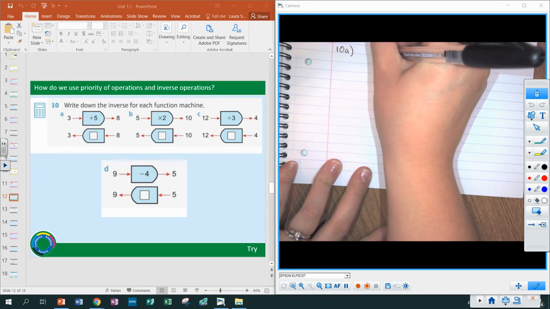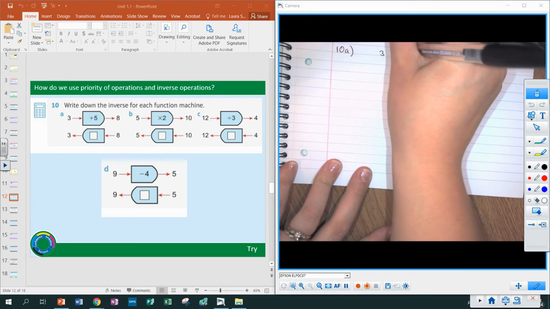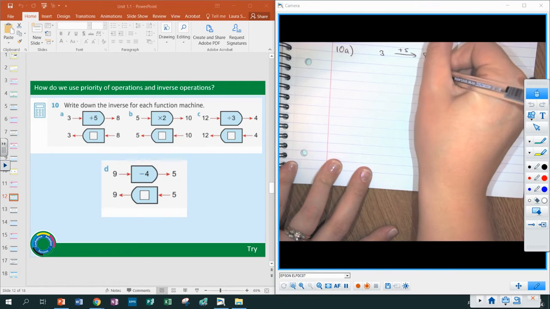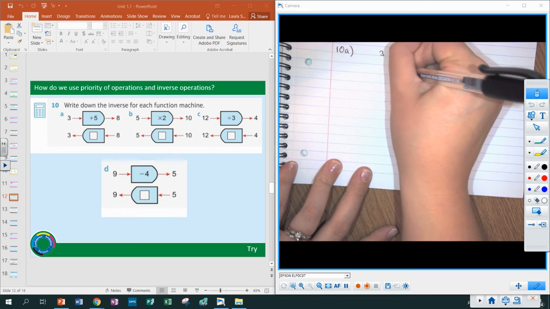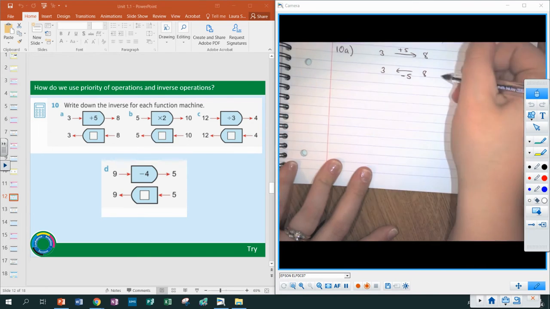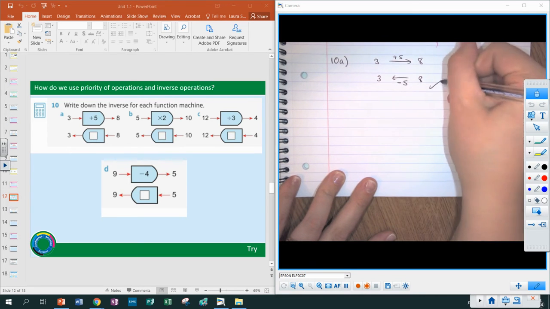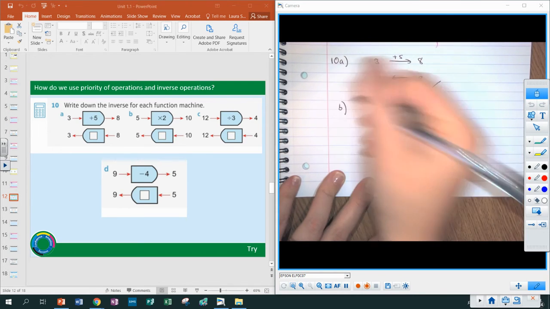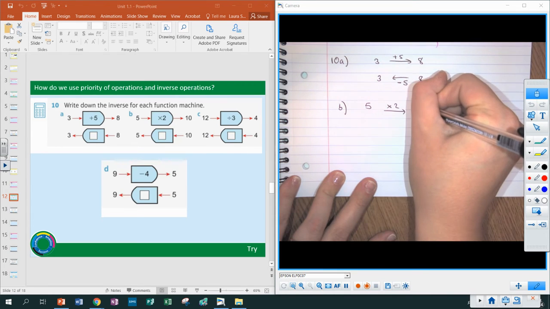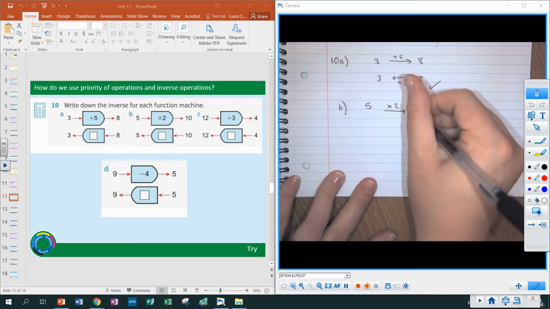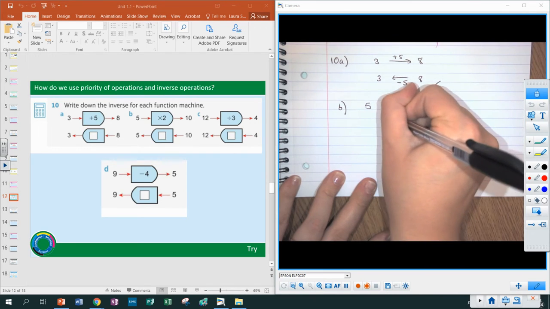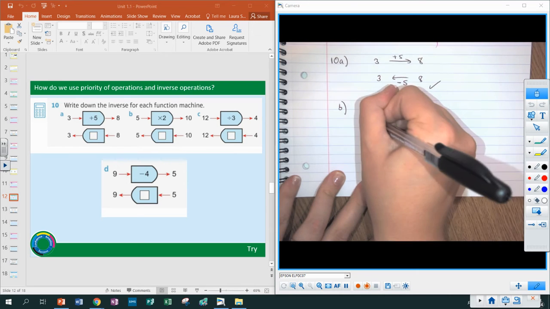It says to us that we have 3 and that we are adding 5, and that will give us 8. So if we want the inverse, the opposite of adding is to subtract, so we're going to take away 5, and that will give us 3. Okay, so that bit there should have been your answer. Part B says we have 5, we're multiplying by 2, and that is going to give us 10. So if I would like the inverse, then the opposite of multiplying by 2 is dividing by 2, and that will take us back to the 5.